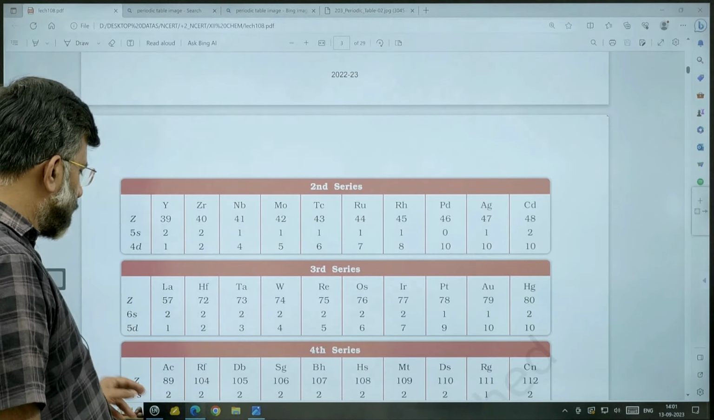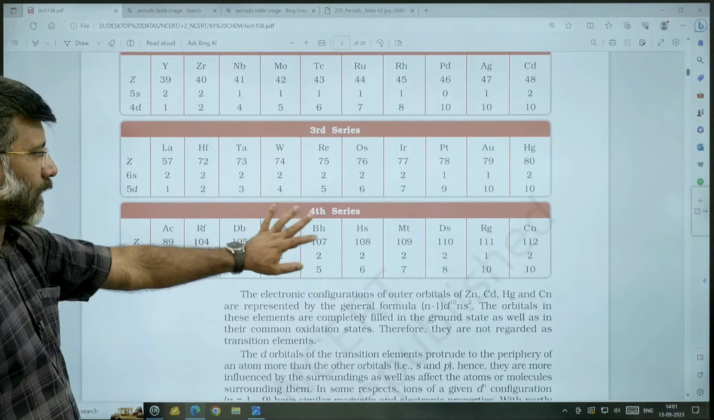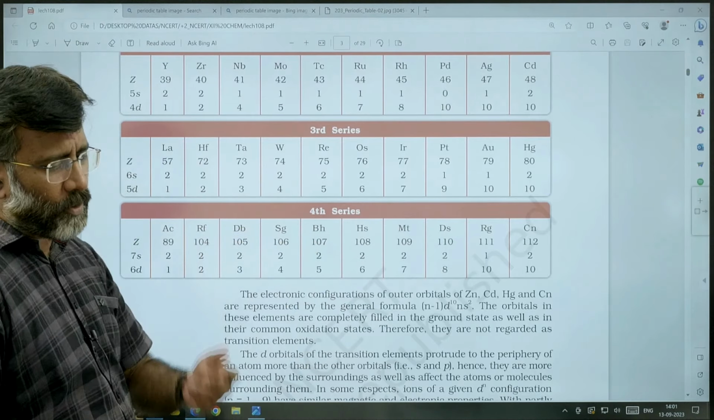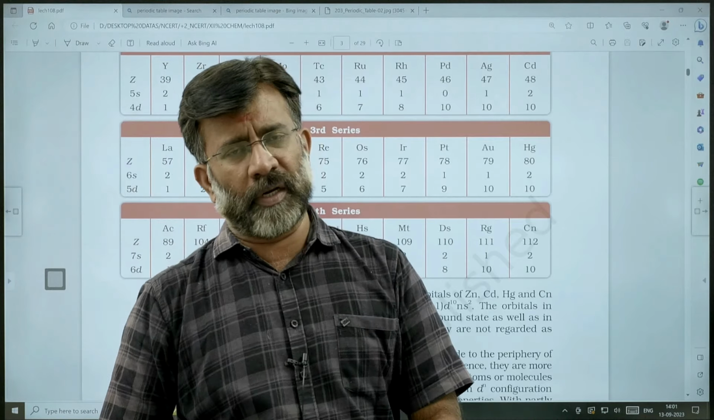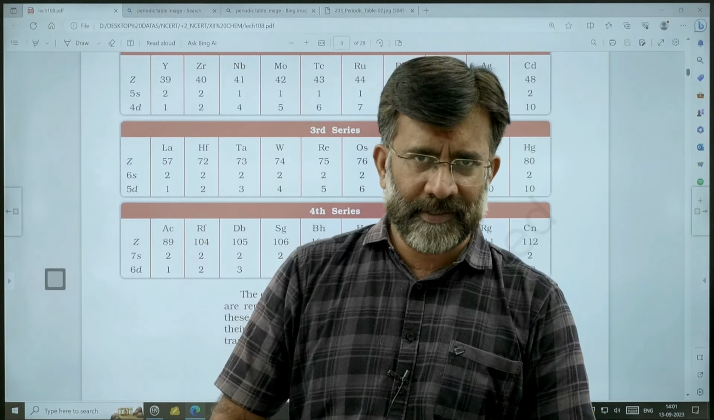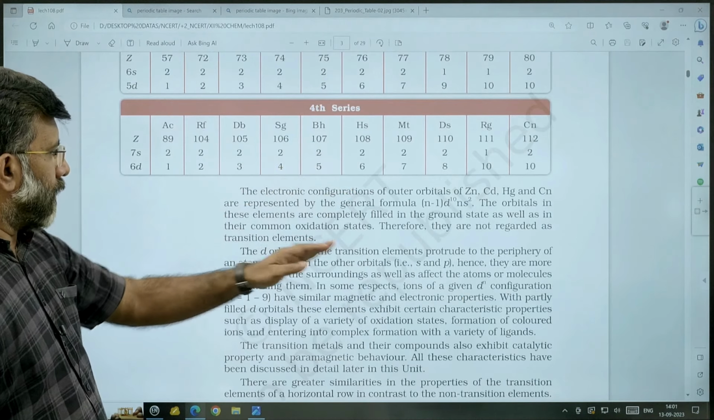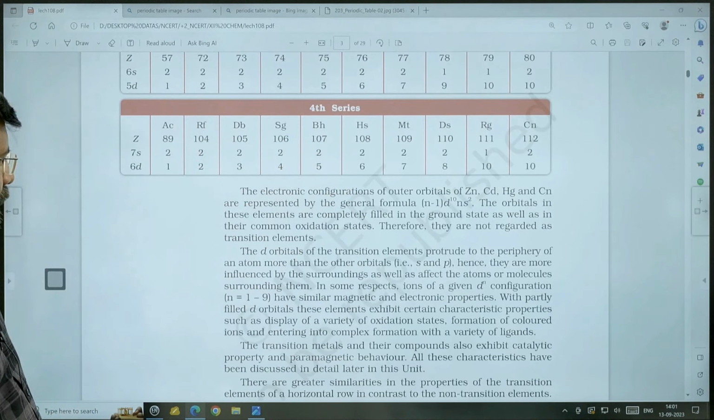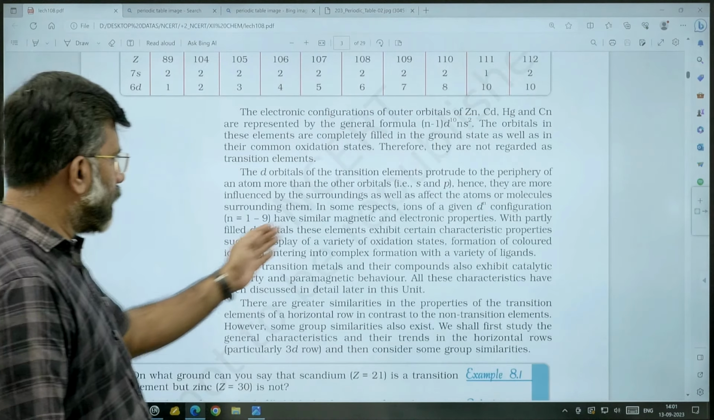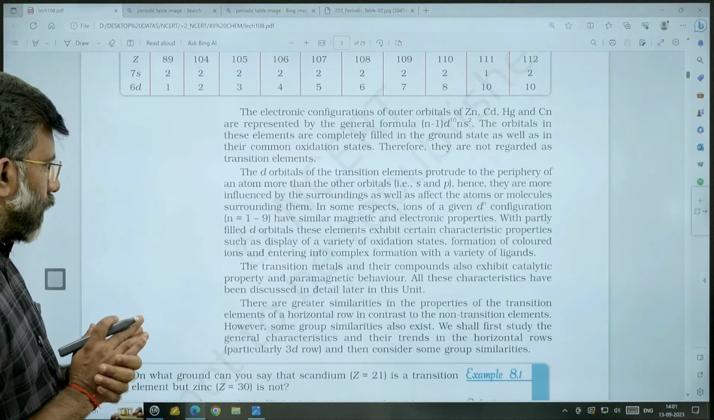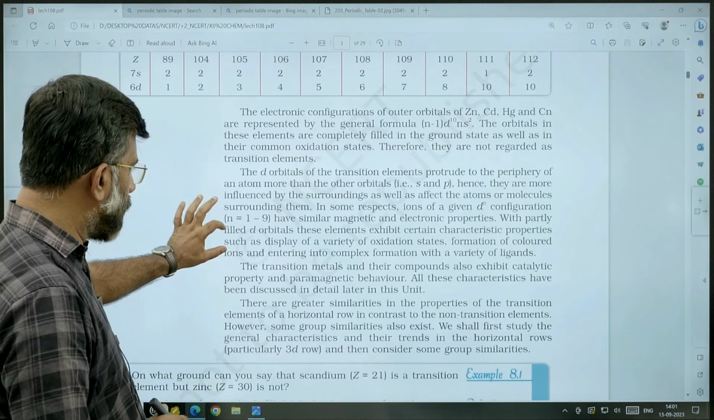While the fourth series, we don't have to go through that. Anyway, it's given there. You can just go through, they are all artificially transmuted elements. Electronic configuration of zinc, cadmium, mercury, and their point is commented there. Dn configuration and their magnetic and electronic property, I have already commented.